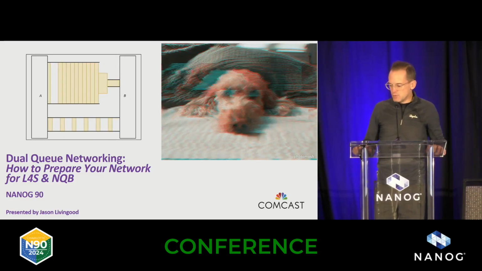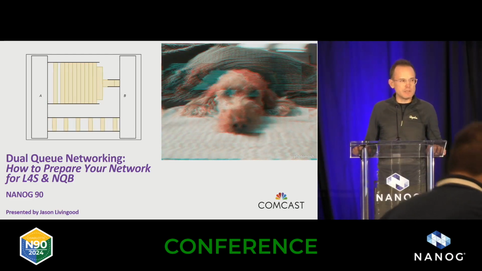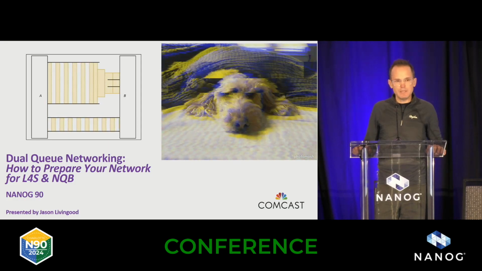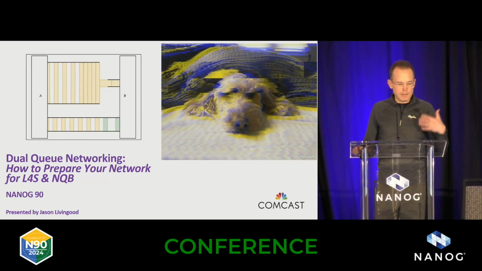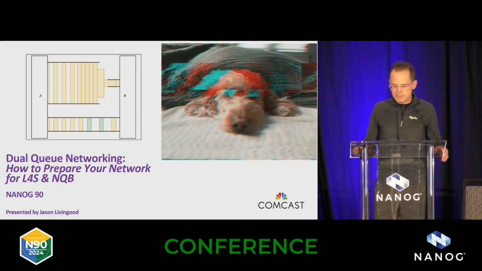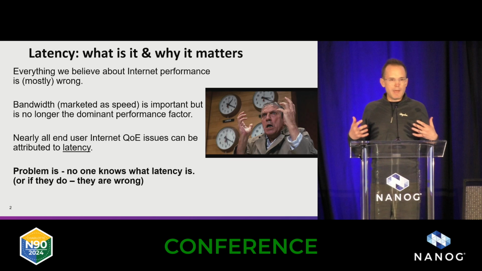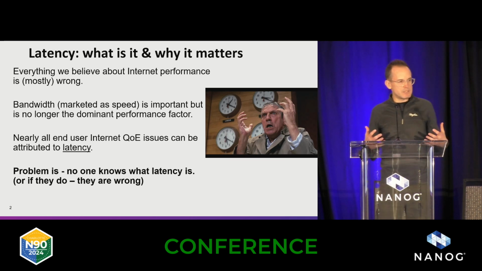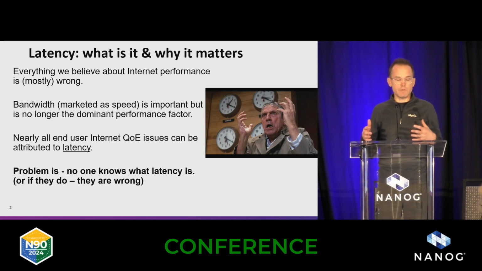So I'm going to talk to you today about dual queue networking. This is a technology that is coming out of the IETF, and we at Comcast have it in field trials right now. And I'm going to explain what latency is and so on. The first step is, everything that a lot of network engineers believe about end user internet performance is mostly wrong.